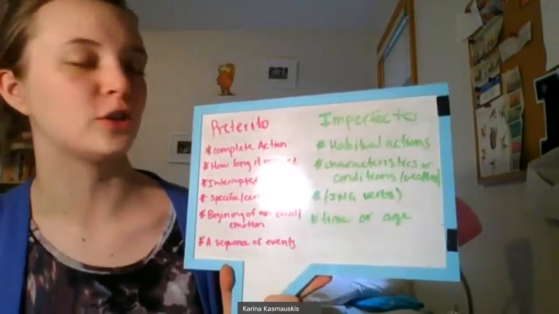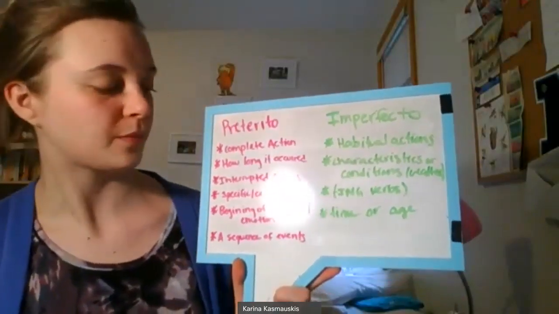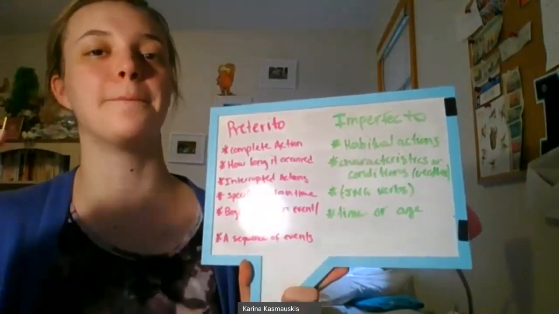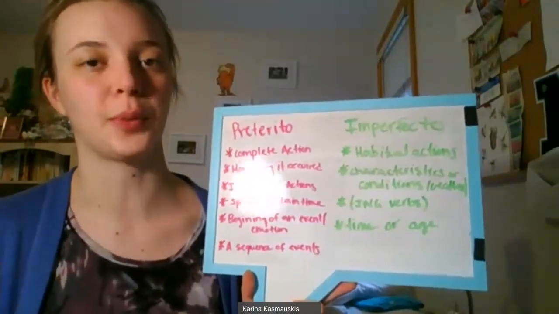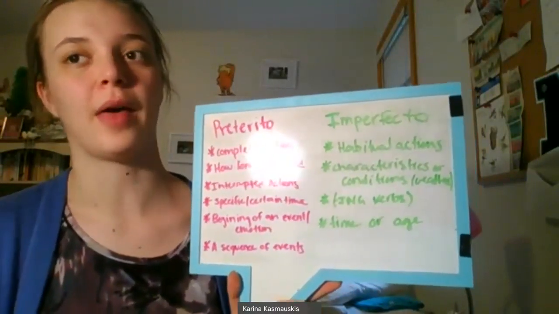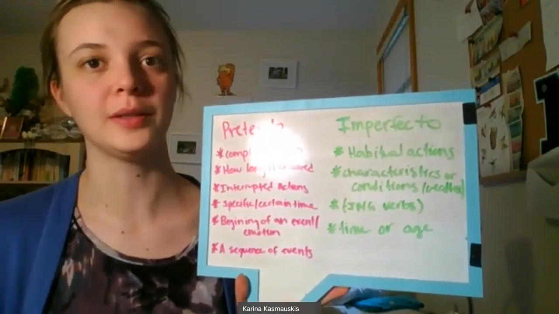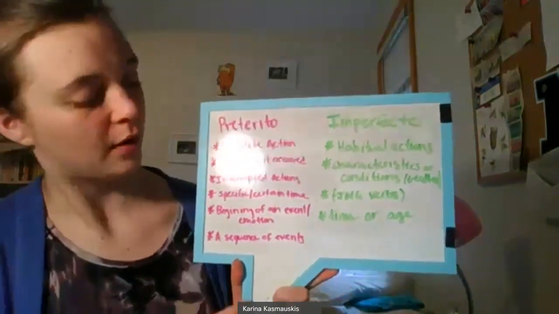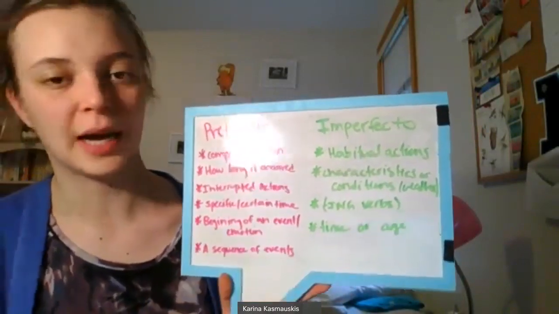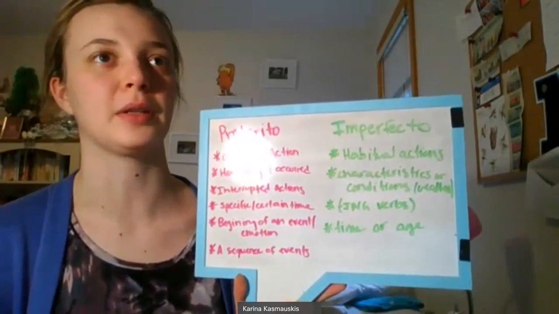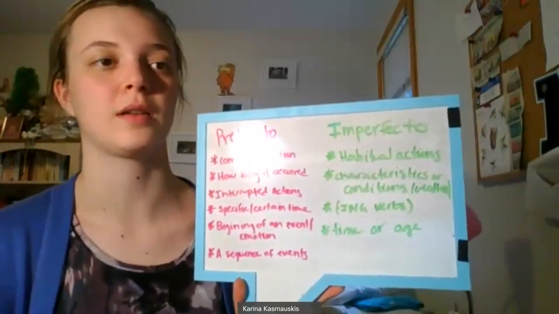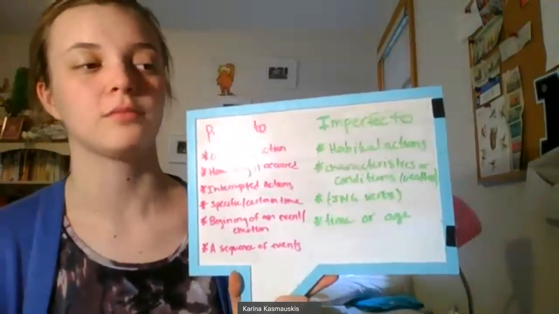And then an interrupted action. So if I was saying, oh, I was walking through the woods and suddenly a bear jumped out at me, that's preterite. The bear jumping out is interrupting the action where you were walking through the woods, so that would be a preterite example. Then you have a specific or certain time, so an example like, we need to meet at 5 o'clock, or we met at 5 o'clock.